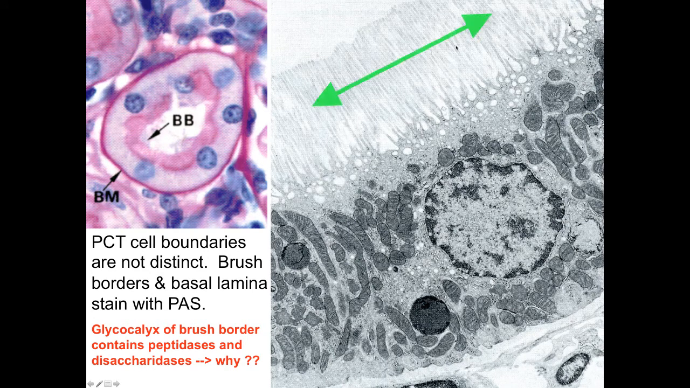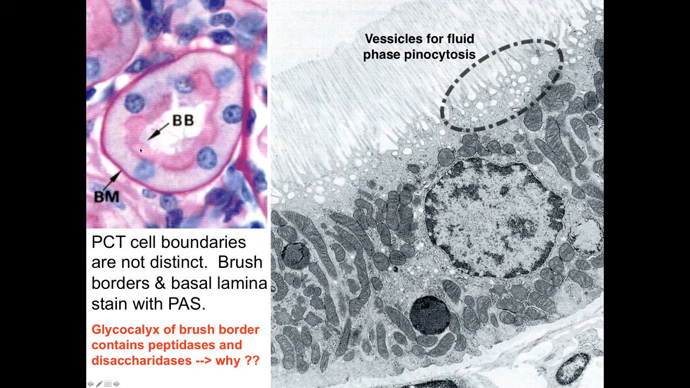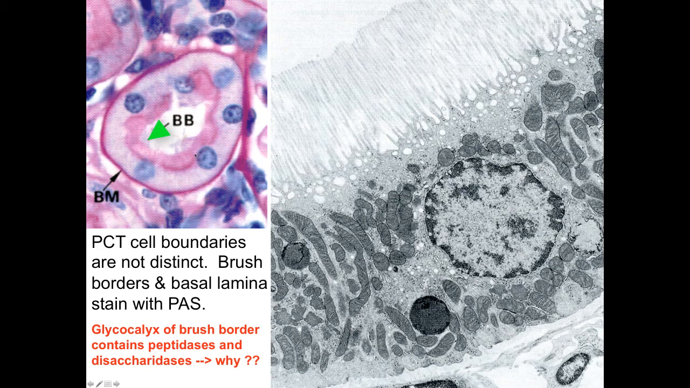And this is an electron micrograph of the proximal convoluted tubule cells. Look at the very extensive microvillous brush border. Look at the numerous mitochondria and structures like lysosomes. At the light microscopic level, the cells stain very intensely with PAS stain because the glycocalyx of the brush border contains various peptidases and disaccharidases. Here you can see the brush border staining positively. These peptidases and disaccharidases are going to break down proteins and sugars that get into the filtrate, and that will make it easier for reabsorption to occur.